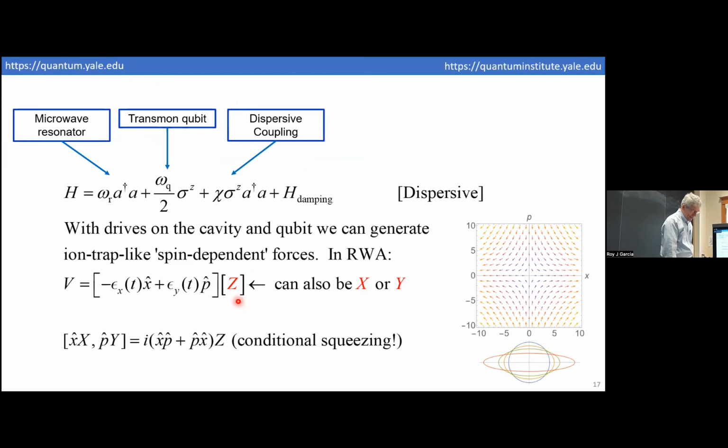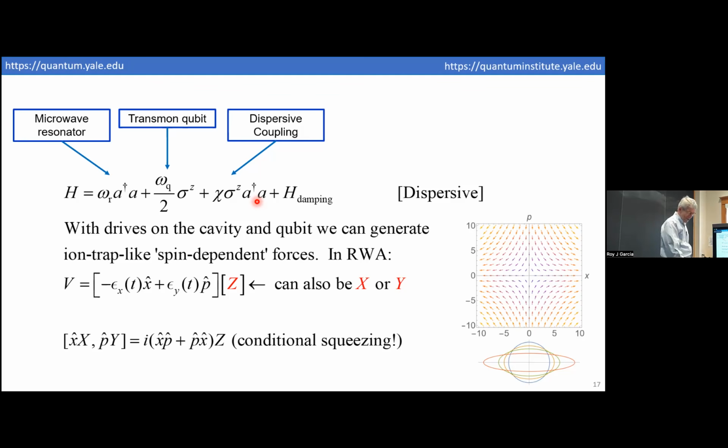Okay. So it turns out that if you have this Hamiltonian, which basically says the frequency of the cavity, which is the coefficient of A dagger A, depends on the state of the qubit, or the frequency of the qubit, that is the coefficient of sigma z, depends on how many photons are in the cavity. So I can make operations on the qubit conditioned on the state of the cavity, and operations on the cavity conditioned on the state of the qubit using this. So that's where the universal control is.